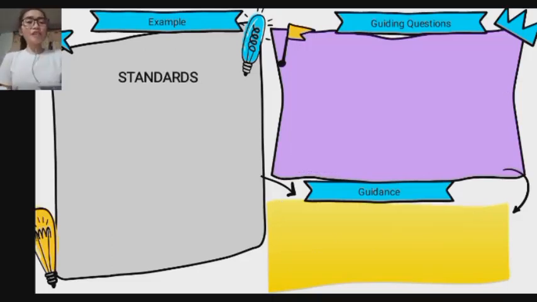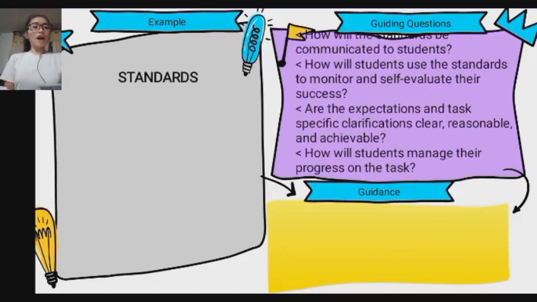And lastly, the standards. So we have here the guiding questions. How will the standards be communicated to students? So it is very necessary that in giving the students a performance or a project-based performance, they are aware of the basis of their grades or the standards that they need to meet in order for them to effectively craft a project, so they have the basis to follow and to base from.